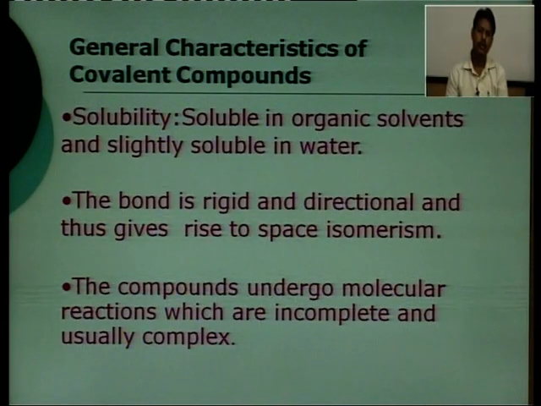The compounds undergo molecular reactions which are incomplete and usually complex. Ionic compounds show simple ionic reactions, but covalent compounds undergo molecular reactions, which are incomplete and usually complex.